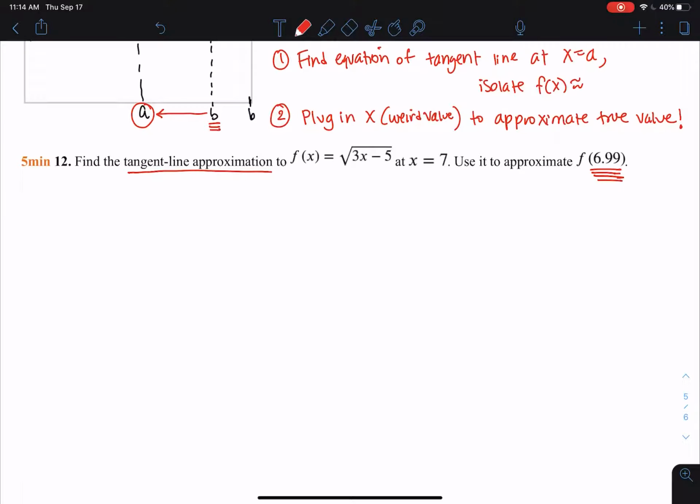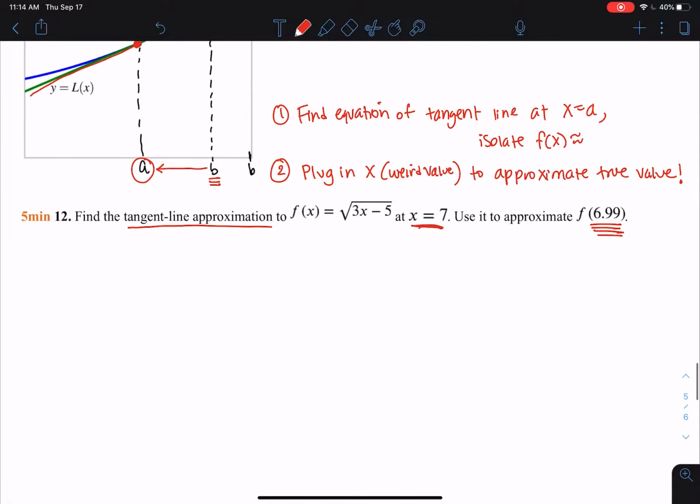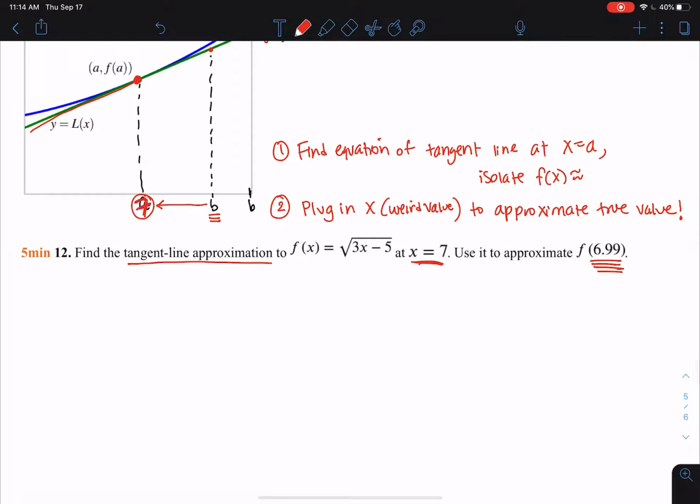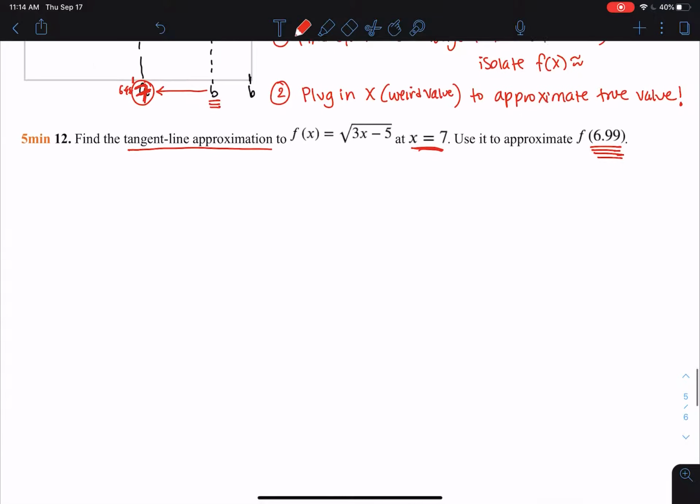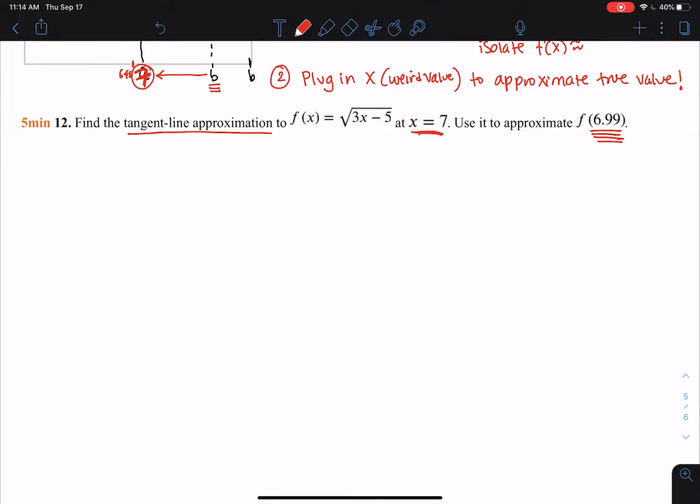So what we're going to do is use the tangent line approximation at x equals 7. So that's our point of tangency, this guy right here. That'll be 7. And we'll use it to approximate 6.99, something very close by. And here's how we do it. First we need to write the equation of the tangent line, which is y minus y1 equals m times x minus x1. Nothing fancy going on yet, right? So we need two things. We need a point, which will be 7 comma f of 7, and then we'll need a slope.